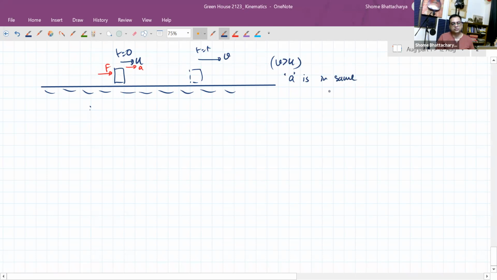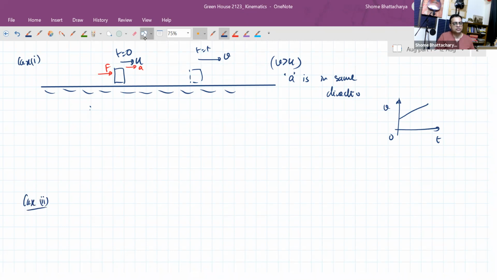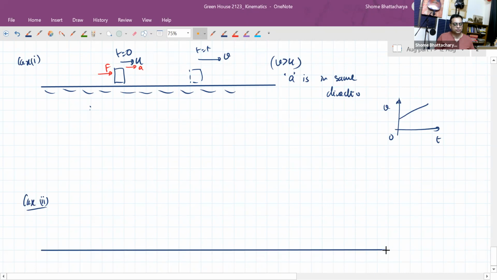Acceleration comes from force. If the a is uniform, then this graph of v versus t would look like this kind of a straight line that we discussed. Sorry, this is the first case. Now there's also a second possibility that the force is actually acting in the opposite direction. In that case, what will happen? The velocity will initially decrease. Later, it might increase again. So we'll come to that also.